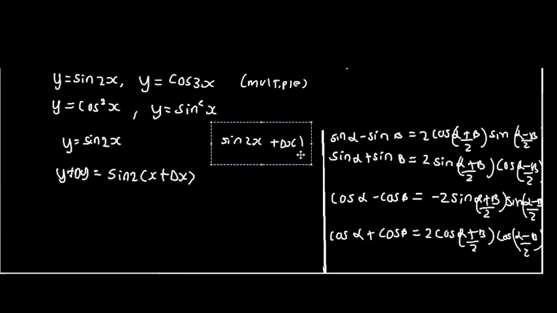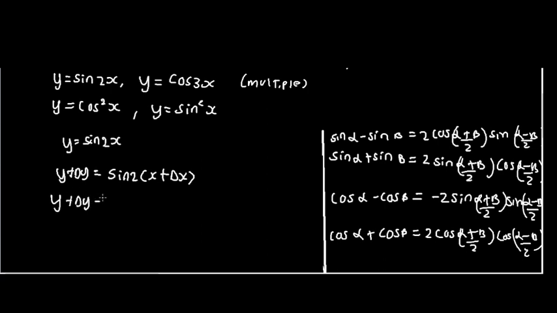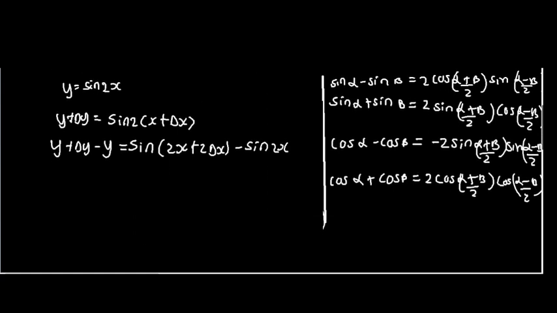And then after that, we can subtract the two equations, and then we shall have y plus change in y minus y equal to sine of 2x plus 2 change in x minus sine 2x. Alright, like that. And so this one here can simplify to change in y equal to sine of 2x plus 2 change in x minus sine 2x.